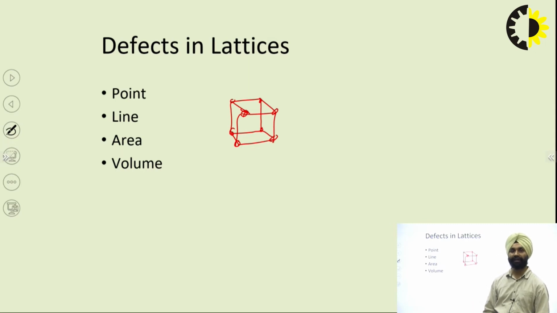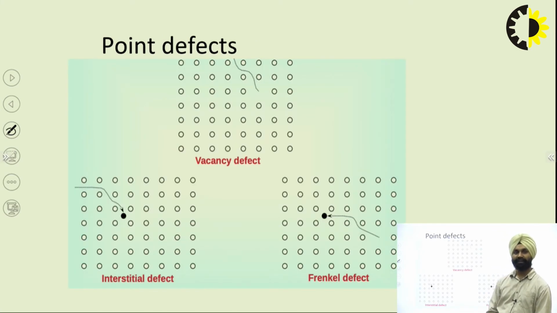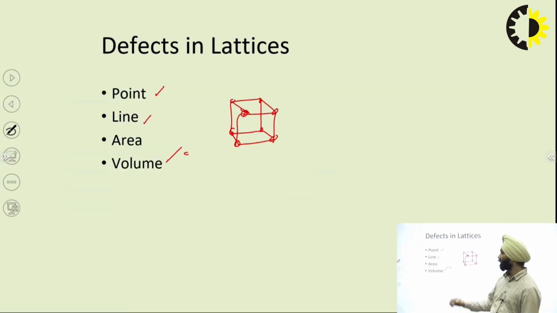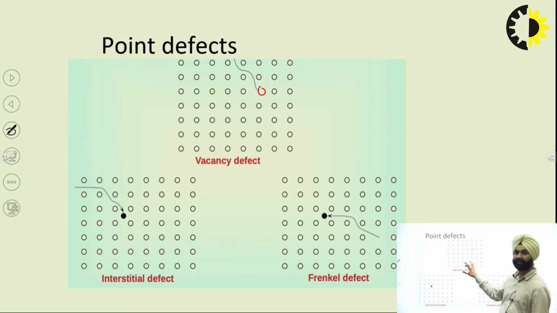Accordingly, we can divide these defects into 1D, 2D, and 3D defects, or we can say point defects, line defects, area defects, and volume defects. In the point defect, there are 3 possibilities for the creation of defects. One is that the atom is missing. For example, in the previous slide, we saw that if this atom is missing, this will create a lattice defect. If this atom is not present over here, this will create a vacancy.